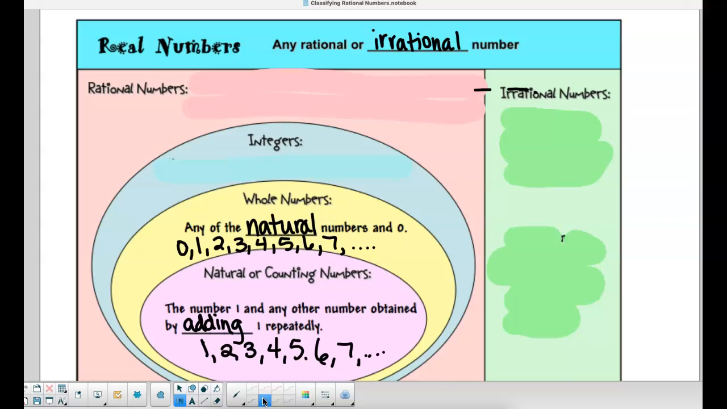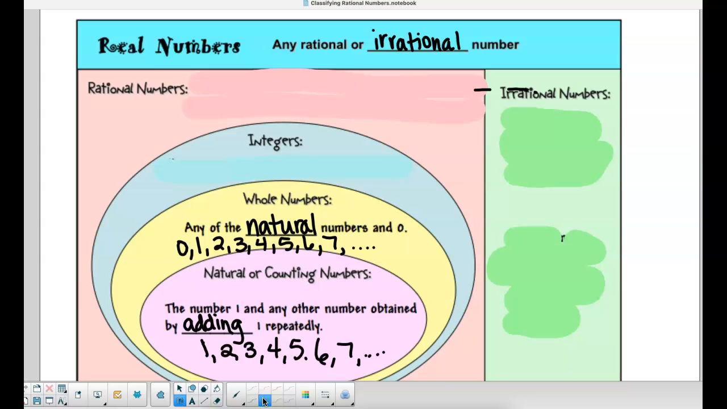So the number 5, is that a natural number? Is the number 5 a natural number? Yes. We can count to 5. Is the number 5 a whole number? Yes. And notice how this is set up. Natural numbers are inside the circle of whole numbers, right? They're all included in there, but 0 is a whole number. Is 0 a natural number? No. When you learned how to count, you didn't start counting at 0. You started counting at 1. Okay? All right.